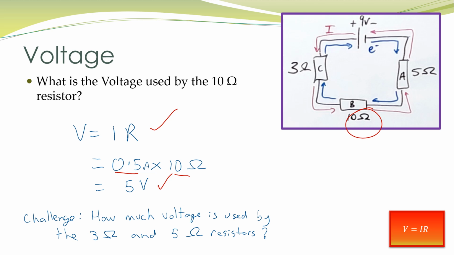You can do the same question now and work out how much voltage is used by this one here and how much is used by this one here. But what we know is this. We know that there's a total 9 volts to share. If this 10 ohm resistor is using 5 volts, there's only 4 volts left. 9 minus 5 is 4 volts to be shared between this one here and this one here. Okay? Plug it into the formula and you'll work it out.